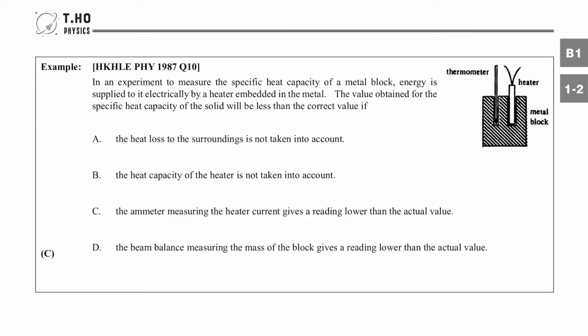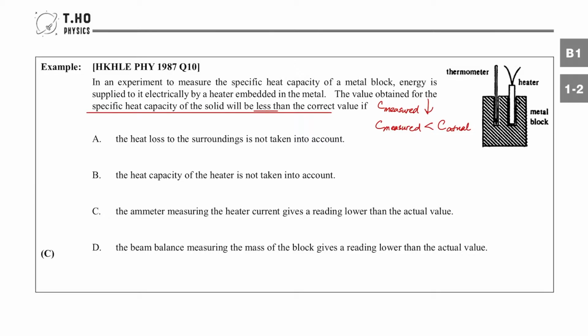High-level physics 1987, question 10. So here we have experiments to find the specific heat capacity of a metal block. We would like to decide which of the following scenarios will make the specific heat capacity measured less than the correct value, or in other words, in this case, the measured C is underestimated. It is less than the actual value. Let me make it a little bit clear: the C measured is smaller than the C actual.